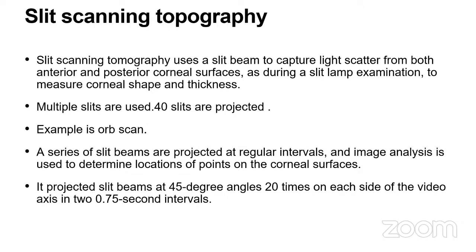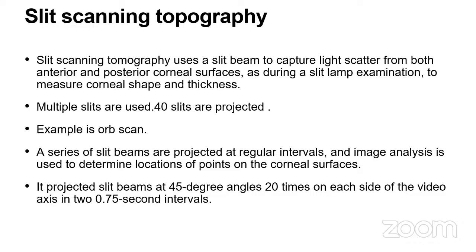Coming to slit scanning topography. Slit scanning tomography uses a slit beam to capture light scattered from both anterior and posterior corneal surfaces, as during a slit lamp examination, to measure corneal shape and thickness. Multiple slits are used. Around 40 slits are projected.